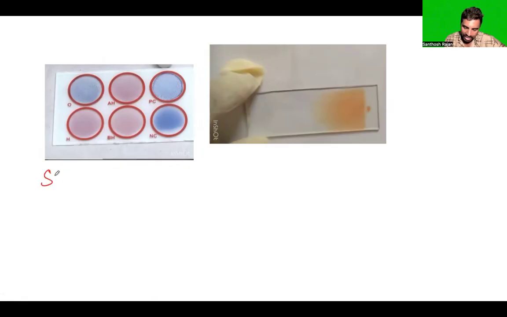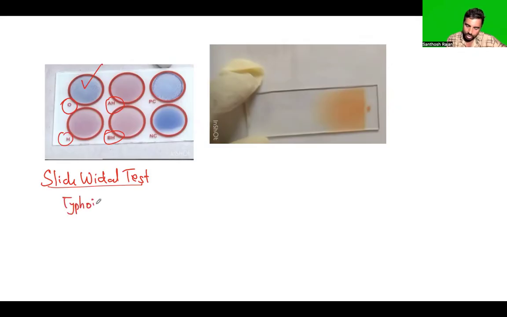This is a slide Vidal test. Usually we do the tube test, but you do the slide first and then we can go for the tube. So this is the slide Vidal test because you're seeing the O antigen, AH and BH. In this case, only O is positive. So that is simple typhoid fever.